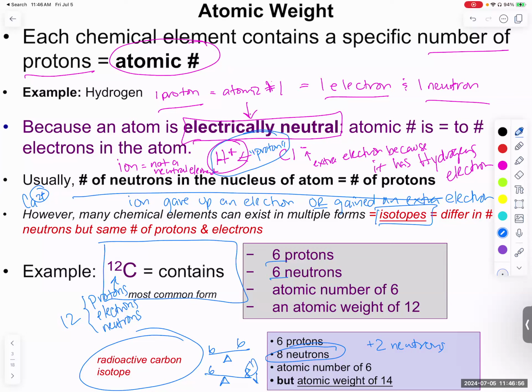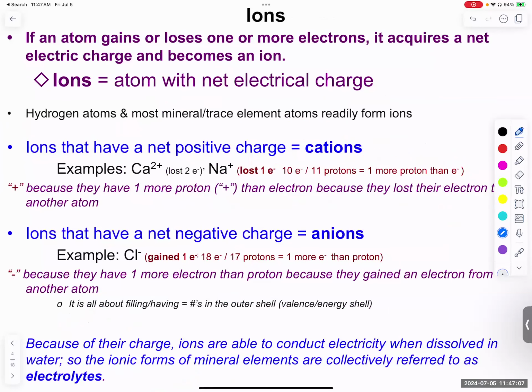8 is going to weigh more, right? So it becomes less stable. That's what an isotope is. Won't talk about that again. Just thought I'd give you an FYI. But as I was alluding to, ions are an atom that has either gained or lost one or more electrons.